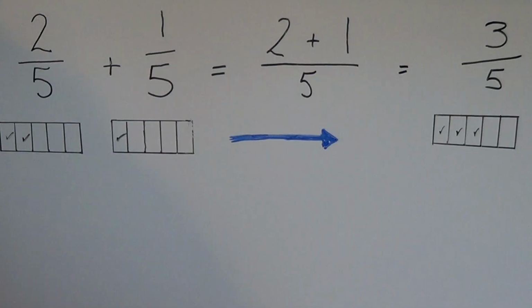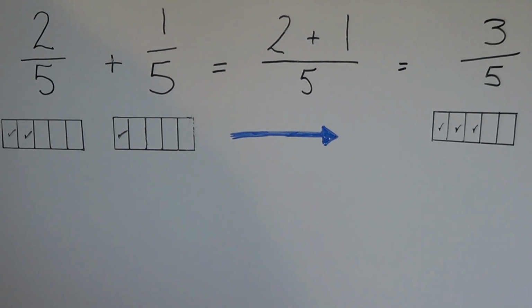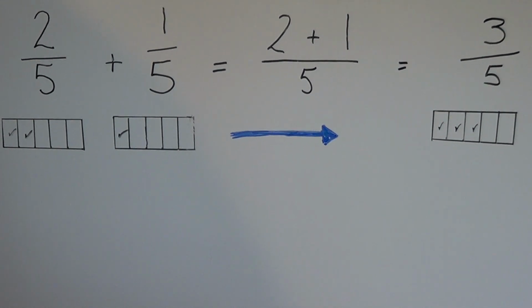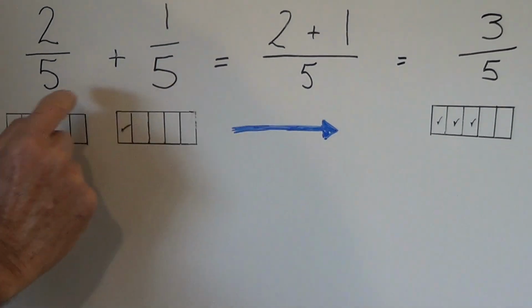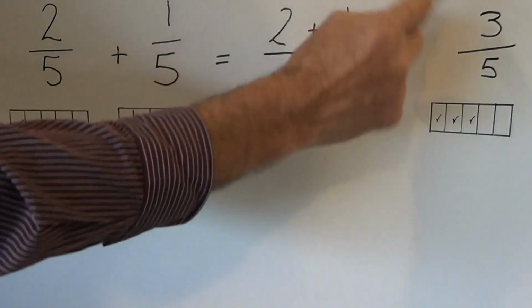We're going to add 2/5 plus 1/5. They've both got the same bottom line. All you have to do, when the bottom lines are the same, is add or subtract the top line. So combine the bottom lines, that becomes 2 plus 1 on the top line. The answer is 3/5.